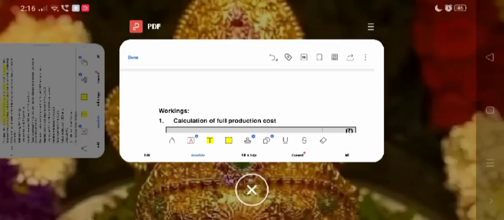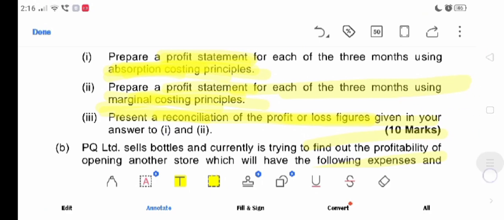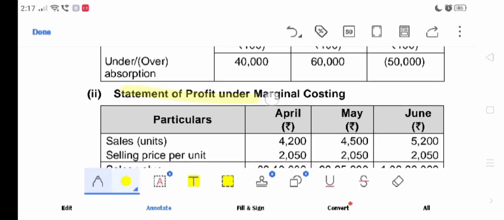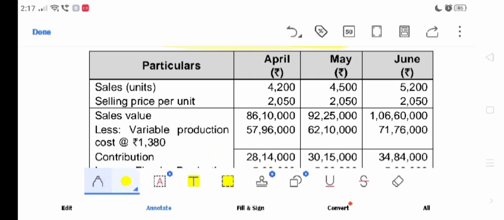Now what have they asked? Marginal costing: profit statement for each of the 3 months using marginal costing principles, right? So here, statement of profit under marginal costing, for the quarter of April, May, June. What is the difference between marginal and absorption costing principle? You prepare a cost statement, which is sales minus variable cost. Here comes the contribution, and contribution minus fixed cost, you get the profit, right?